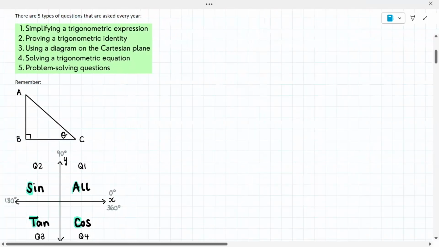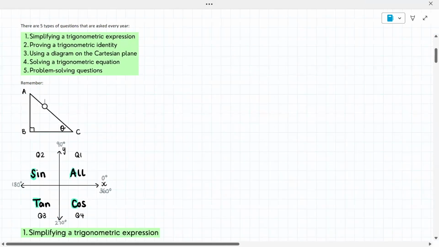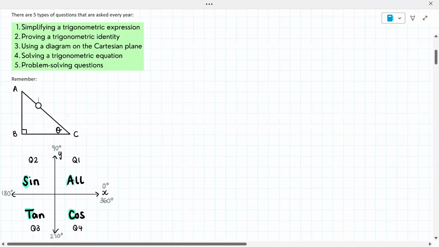So the first thing that I just want to mention to you guys is the fact that when it comes to trig, there's really only 5 types of questions you can be asked. All right, and this comes at the end of grade 12, so in your finals. The first type of question that you can be asked is to simplify an expression, and we're going to do the first 4 types today.